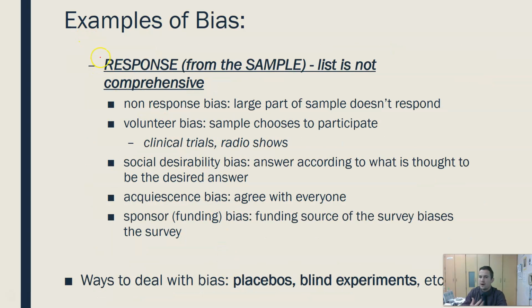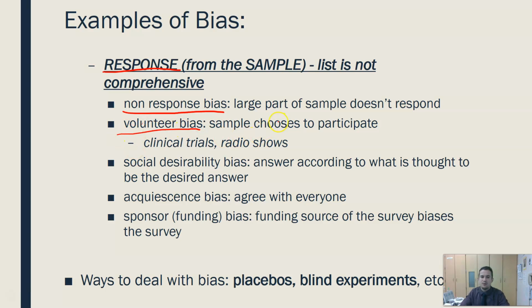The other group of bias examples is response bias, so from the sample. Non-response bias means a large part of the sample doesn't respond. So say you randomly select a big sample of people and you send them all an email survey. Non-response bias would mean a big chunk of those people don't even fill out the surveys, so you don't have enough responses to even formulate an opinion.